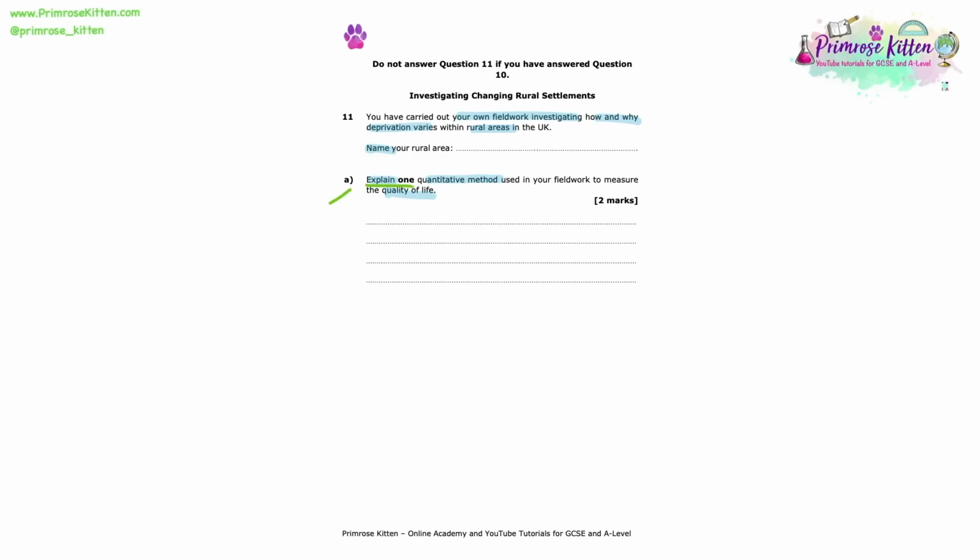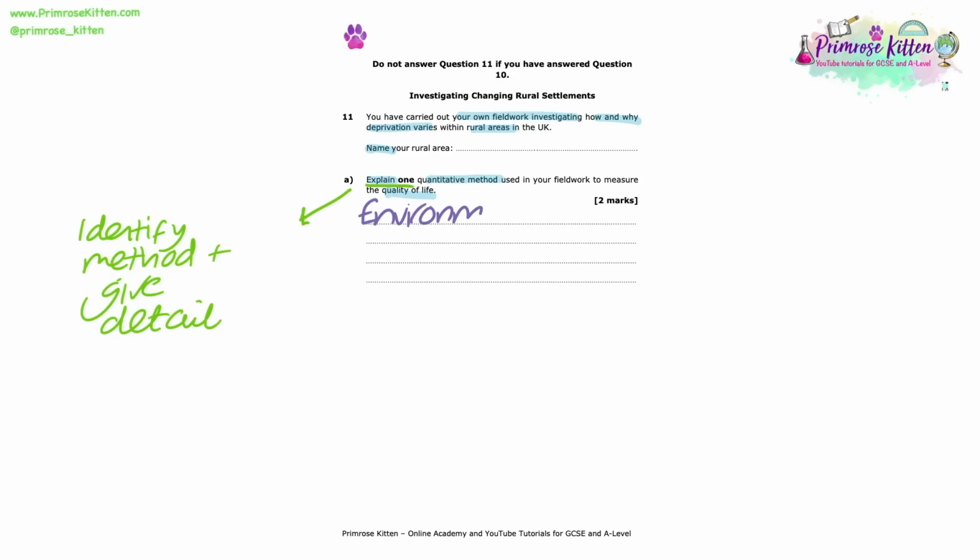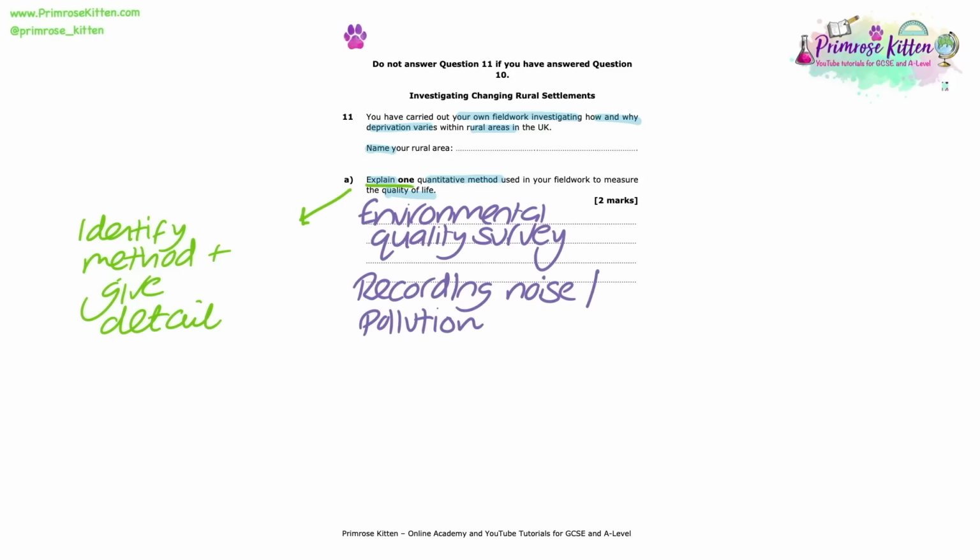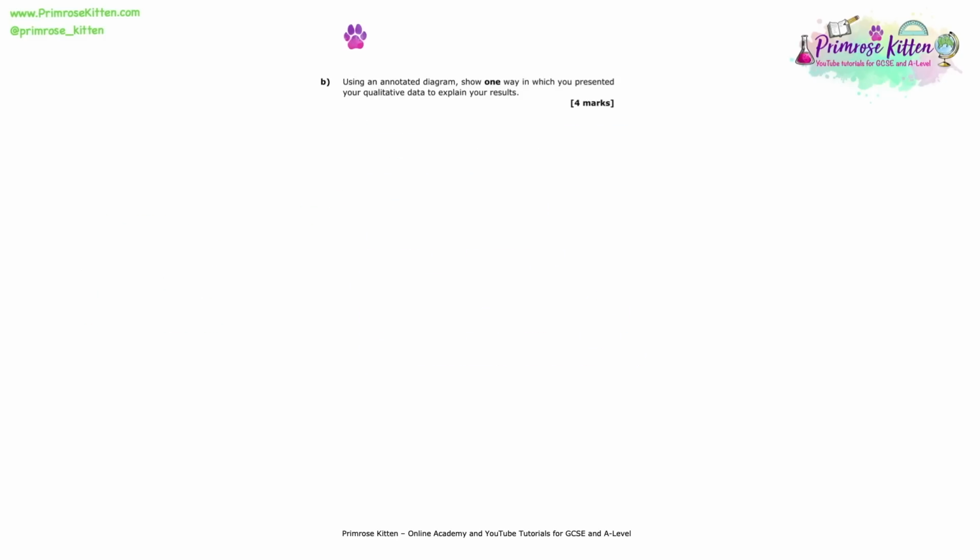This question requires you first of all to identify a valid quantitative method and then give some detail of its use. Possible methods to include in your response might be an environmental survey, it might be recording noise, pollution, traffic or pedestrian counts. Part B. Using an annotated diagram, show one way in which you presented your qualitative data to explain your results for 4 marks.